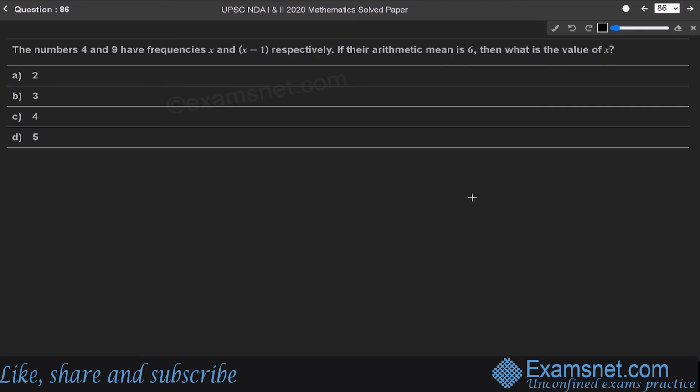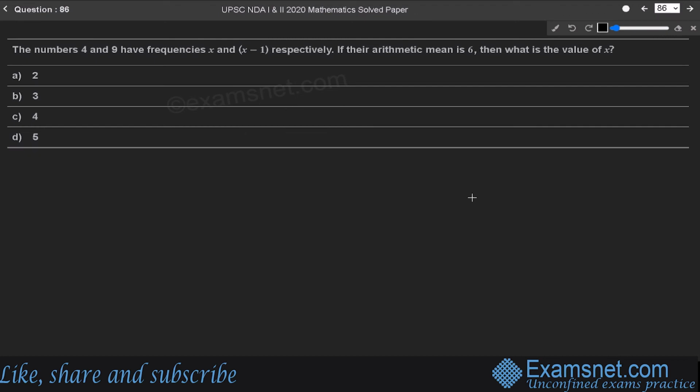Next question is, the number 4 and 9 have frequencies x and x minus 1 respectively. If their arithmetic mean is 6, then what will be the value of x? This is a question from statistics. We have to find the value of x. So arithmetic mean is given in the question.